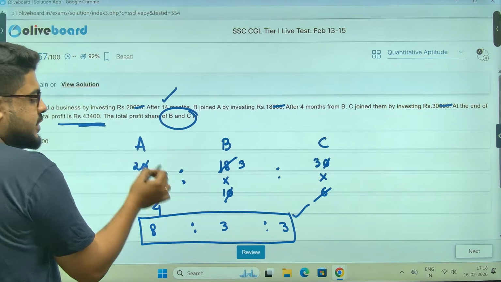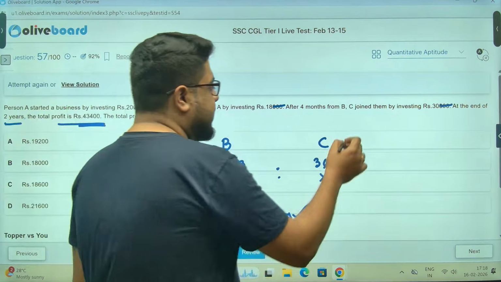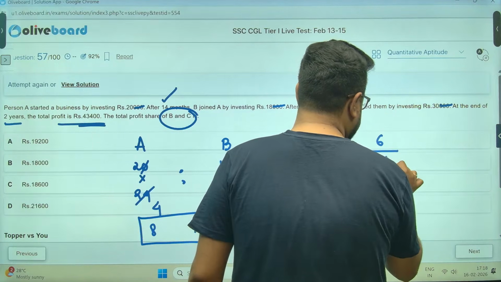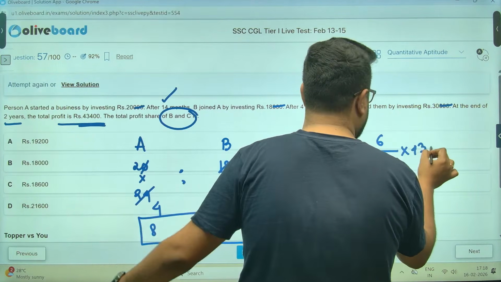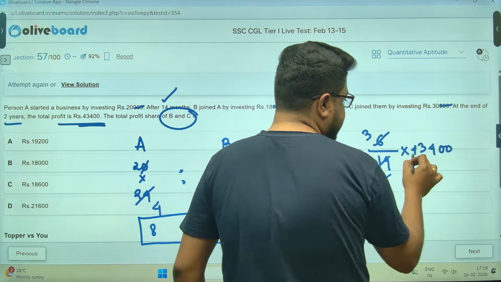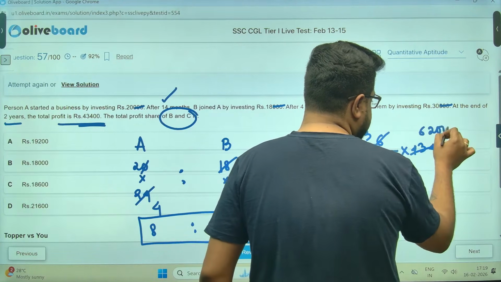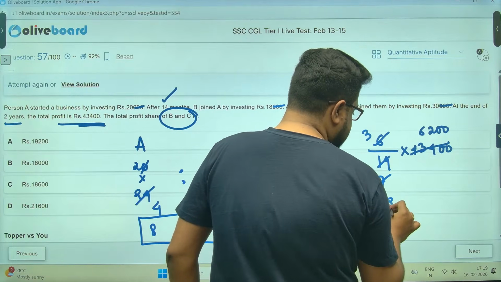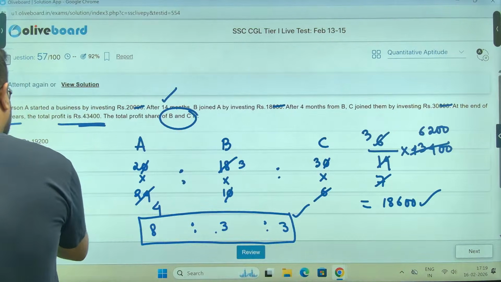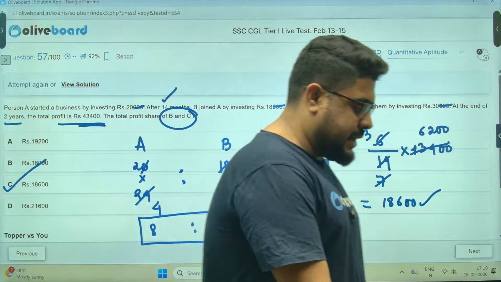Now, this is the total profit. So B and C will get 3 plus 3, 6 parts out of 6 plus 8, 14 parts, into 43,400. 3 sevens, 7, 6 sevens are this, 2s are this. Sir, 18,600 rupees. 18,600, option C. That is your correct answer.